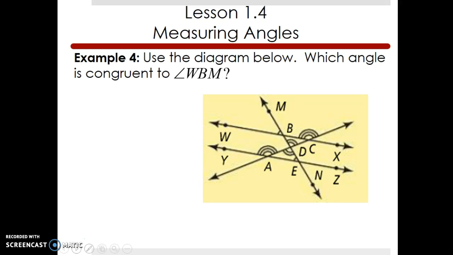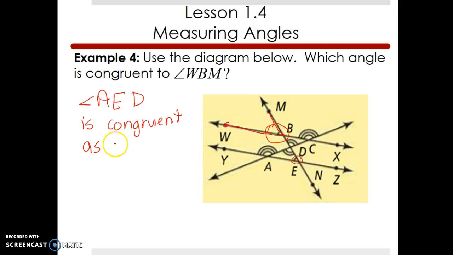Use the diagram below. Which angle is congruent to WBM? So let's go to WBM. So W, where is B? So this is WBM. So if you look at it, it has only one arc here. So what other angle has one arc? I see one here. So I'm going to label that angle AED is congruent, as they both have one arc.